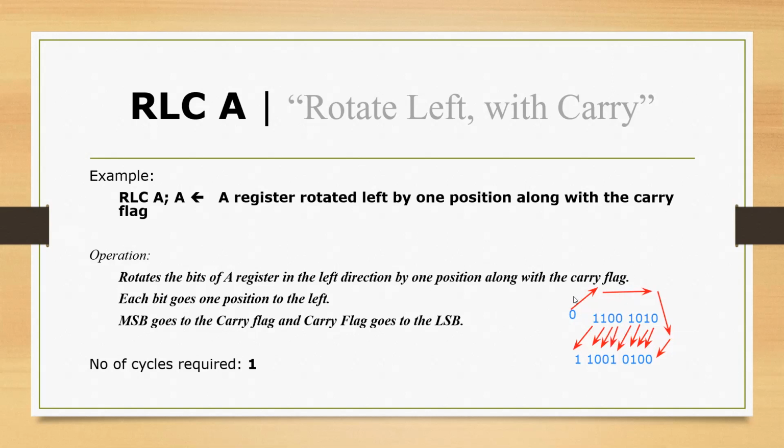Previous case, that is rotate without carry, RLC. Rotate left, RL A, means the accumulator register is rotated without the carry. That is, MSB goes to LSB. Only 8-bit rotation is happening there. But a copy of MSB goes to carry flag also. But here, the carry is also included in the rotation. The carry goes to LSB and all the bits are shifted to left. MSB goes to carry flag.